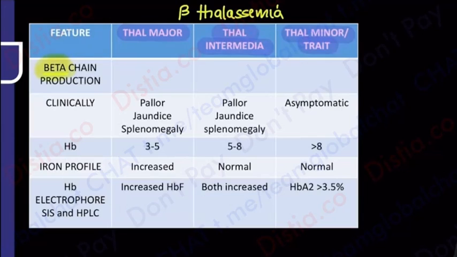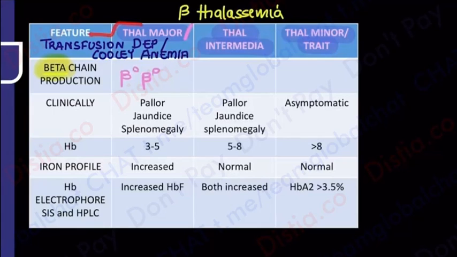So please note over here that when I'm talking about beta thalassemia major, this has no beta chain production. It is going to be beta 0, beta 0. 0, 0 means nothing. There is no beta chain production at all, which means the patient is always going to be dependent on transfusion. This is known as transfusion dependent thalassemia. This is also known as Cooley's anemia. So repeating, beta thalassemia major, always dependent on transfusion, known as Cooley's anemia because there are no beta chains.